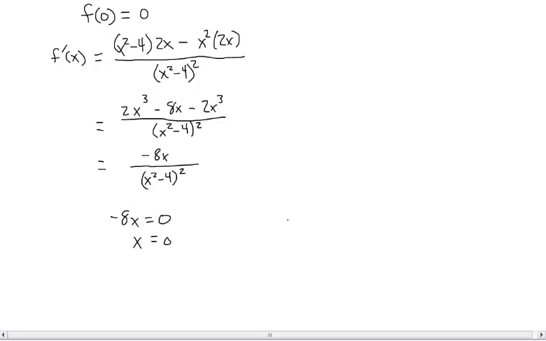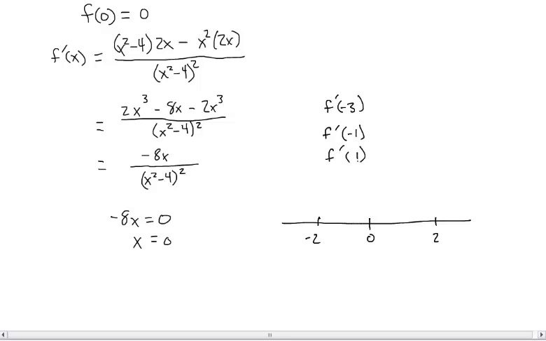And now we need to make a sign chart. So 0 is going to be our sign chart. That was our critical value. And then we can't forget our discontinuities. So at negative 2 and 2, we need to have spots on our sign chart. So now we need to check in each interval a number. So we're going to check f prime of -3, f prime of -1, f prime of 1, and f prime of 3.